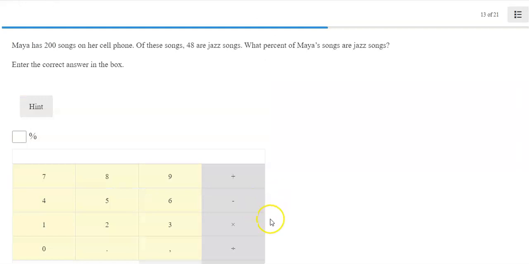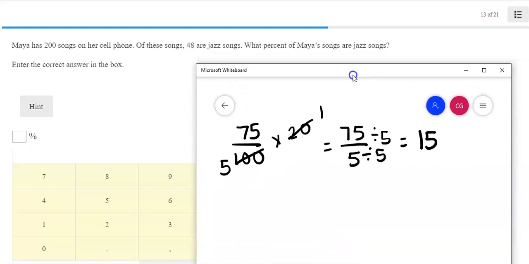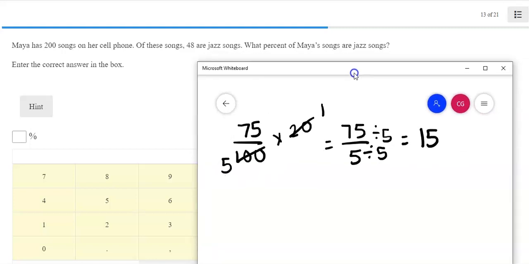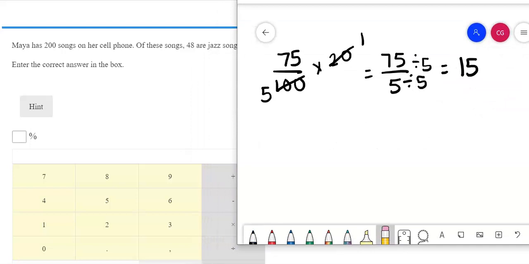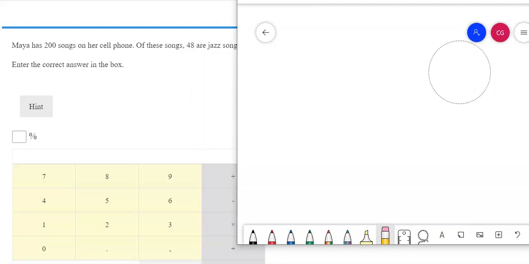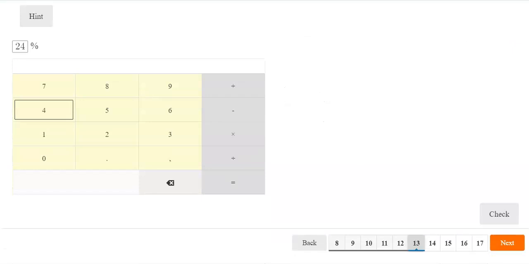Next, Maya has 200 songs on her cell phone. Of these songs, 48 are jazz songs. What percent of Maya's songs are jazz songs? So we're just going to take 48 and divide it. So she has 48 over 200. And I'm going to get it to be 100, so I'm going to divide by 2. So 48 divided by 2 is 24. And I got it to be 100 because percents are out of 100.